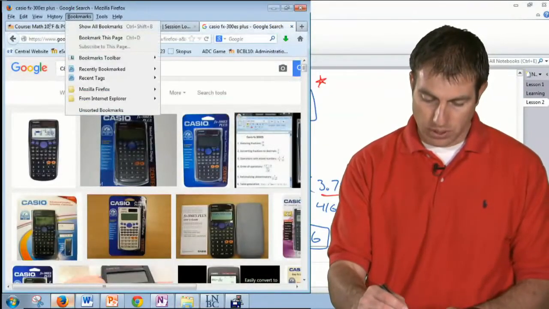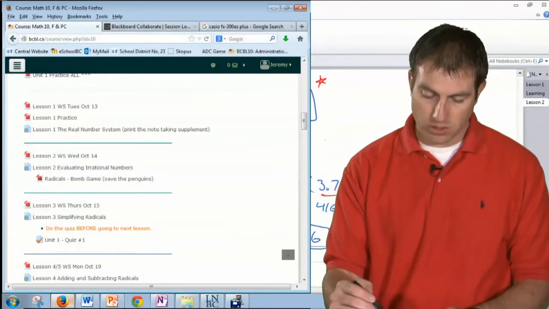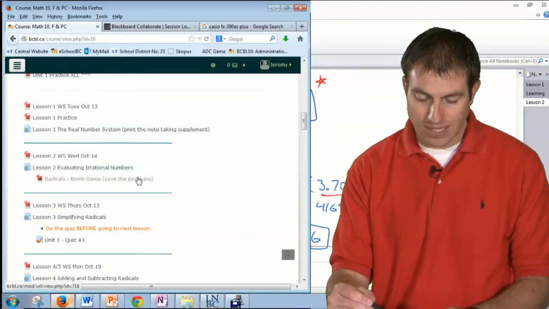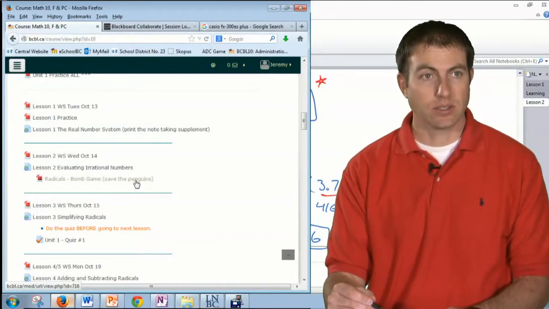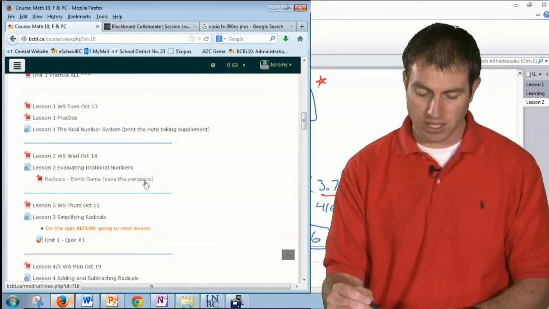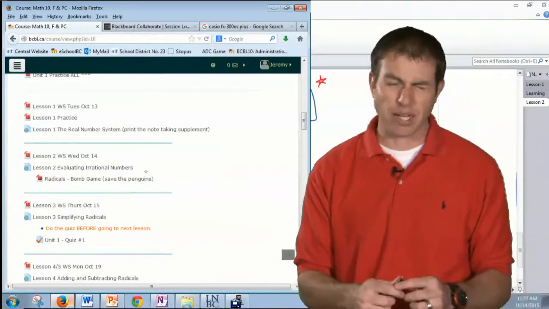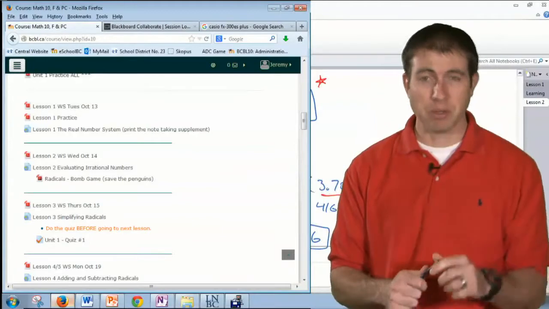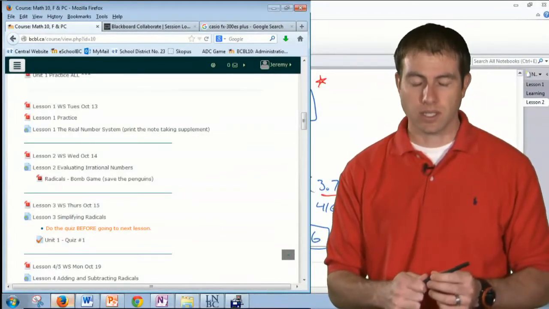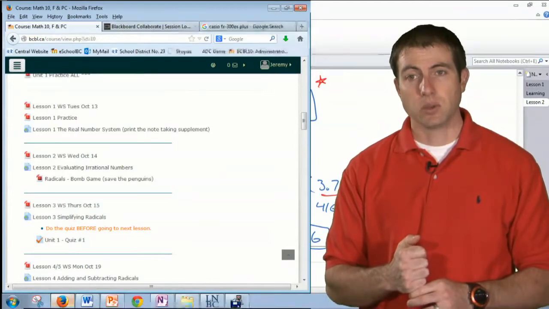Hopefully you guys are still plugging along with Unit 1. There is in the course this Save the Penguins game, and it asks you in the actual worksheets about the Save the Penguins game, so make sure you give that a try. It's just a fun thing to practice your perfect squares and your cubes and things like that. So have a look at it. It's kind of fun. And that's where I'll leave you for today.